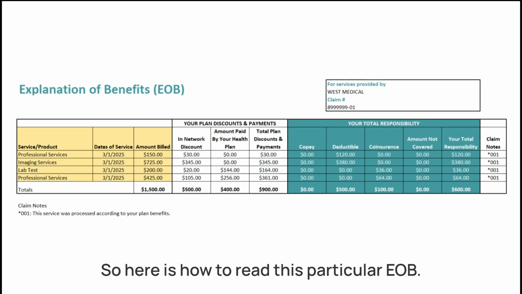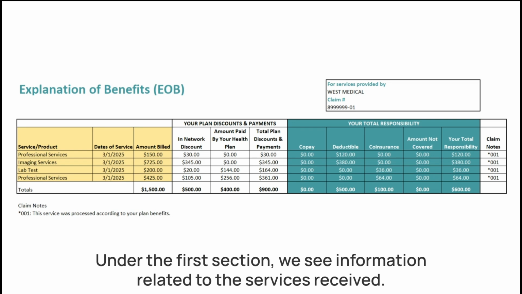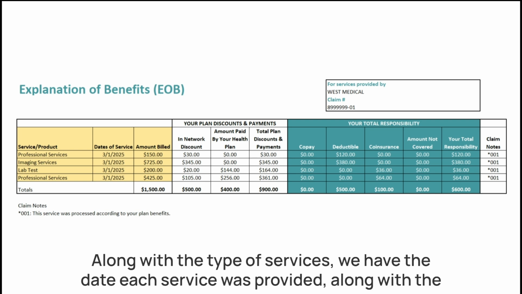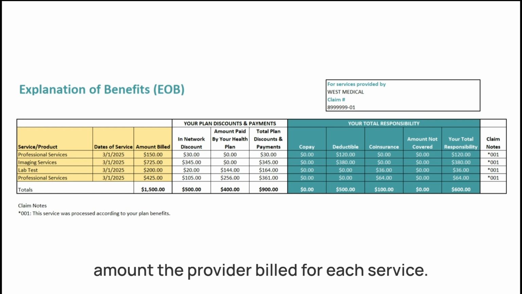So here is how to read this particular EOB. Under the first section, we see information related to the services received. Here we have two office visits, each listed as professional services, an imaging service, and lab tests. Along with the type of services, we have the date each service was provided, along with the amount the provider billed for each service.